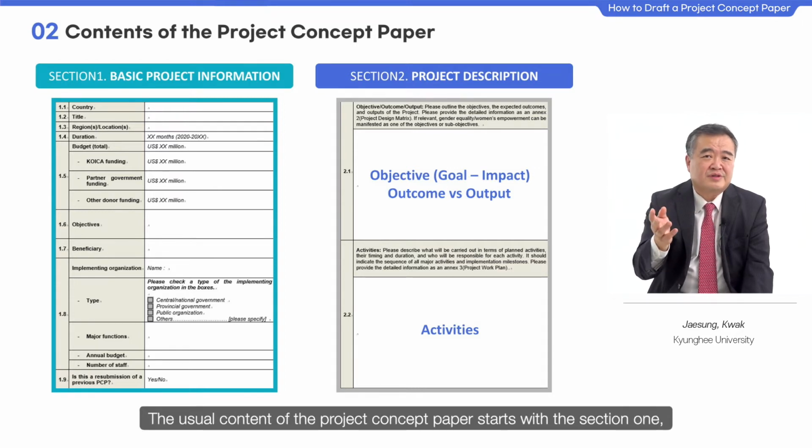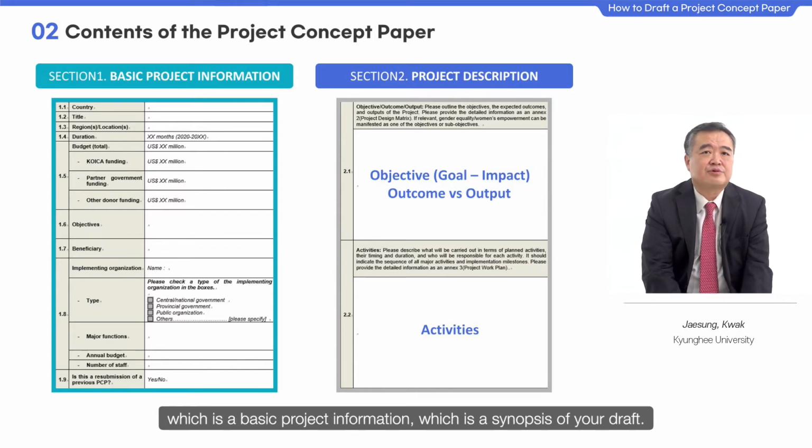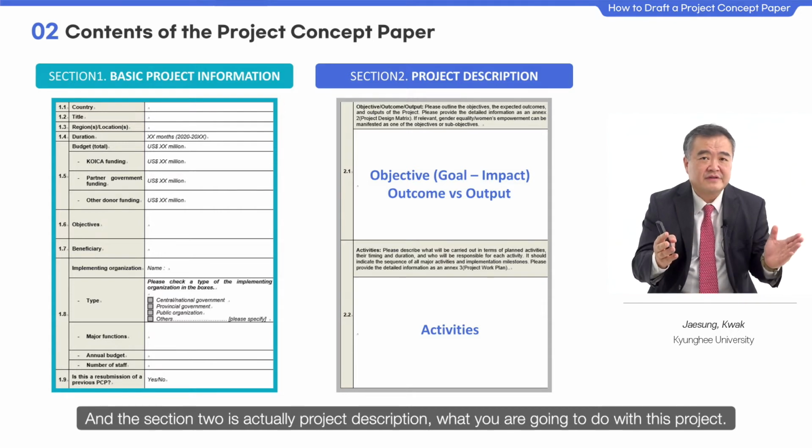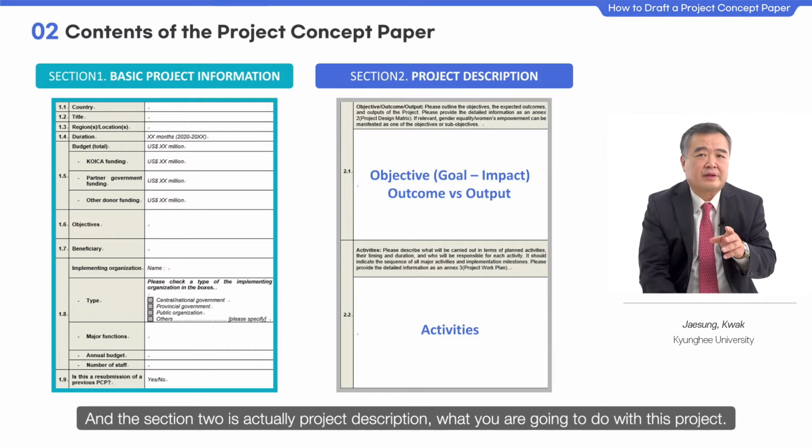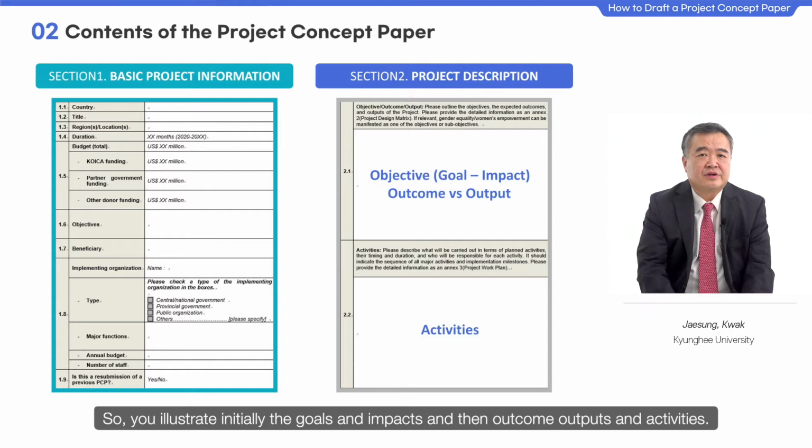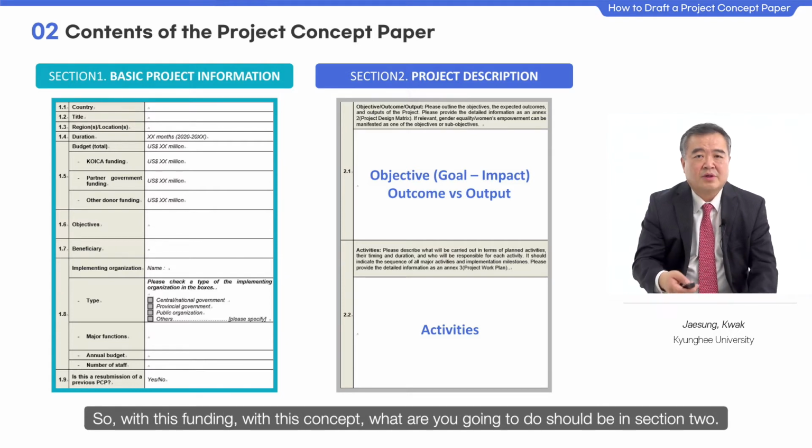The usual project concept paper starts with section 1, which is a basic project information, which is a synopsis of your draft. And section 2 is actually project description, what you are going to do with this project. So you illustrate initially the goals and impacts, and then outcome, outputs, and activities. So with this funding, with this concept, what are you going to do should be in section 2.